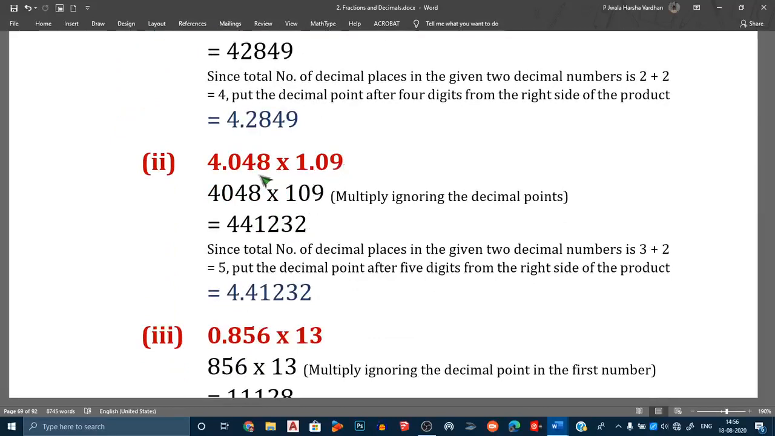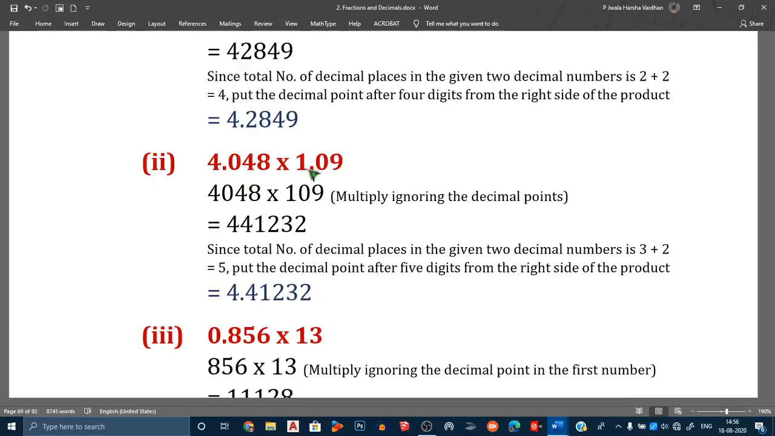The next one also, multiply ignoring the decimal points, you will get 4,41,232. Count the number of decimal places: 1, 2, 3 here, and 1, 2 here. 3 plus 2, 5. So leave 5 digits from the right side: 1, 2, 3, 4, 5, and put a point here, which is 4.41232.